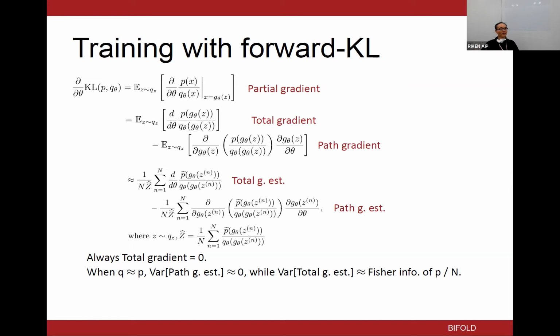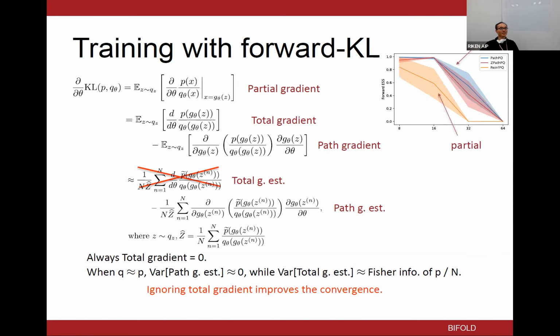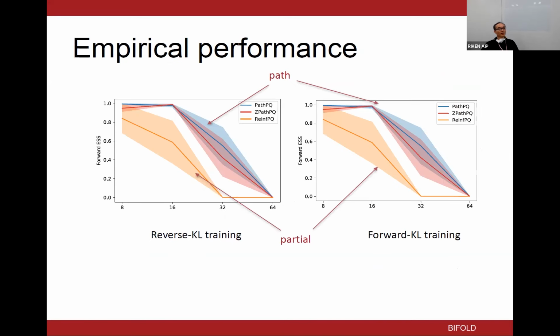Okay, so now we found that total gradient is 0, but the variance is large. So then, as before, let's just ignore this, and we actually get better performance than the original partial gradient estimator. Okay, so this is just a slide with 2 experimental results, which I already showed, and this is the last part, and then I will talk about what is forward effective sample size, which is used as the measure of the goodness of the generative model.